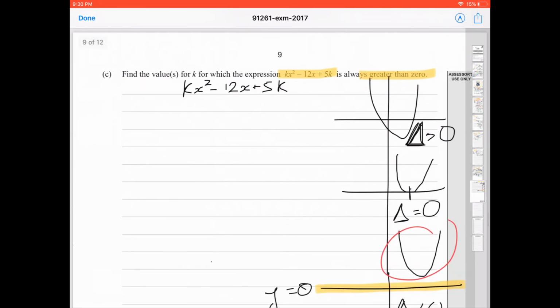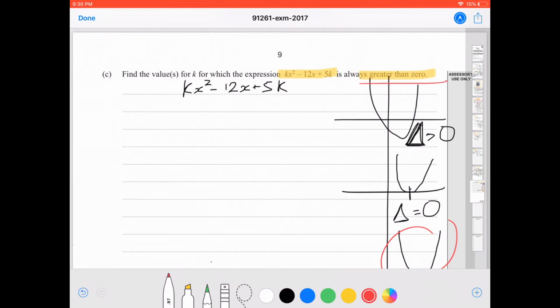Yeah, so when is this expression always greater than 0? So we are going to set our discriminant b squared minus 4ac being less than 0. And we're going to solve for k. So our a is k, b is minus 12, and c is 5k. Let's substitute these values in.